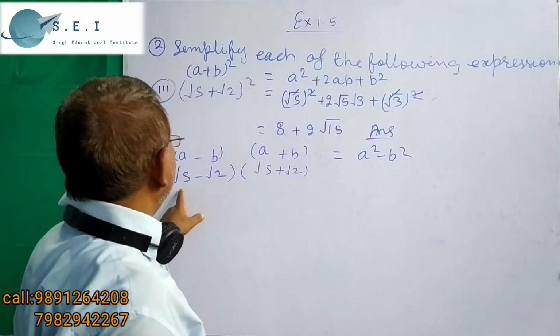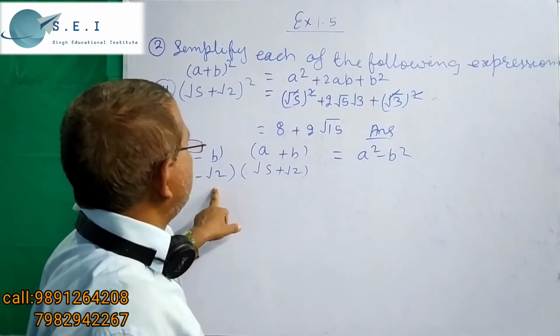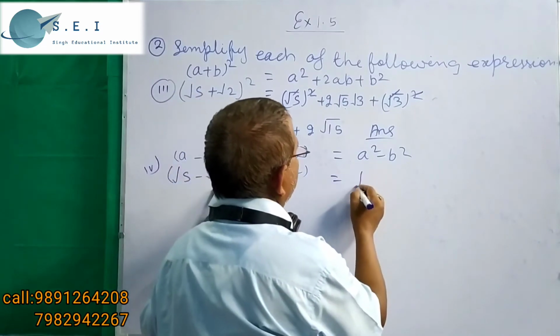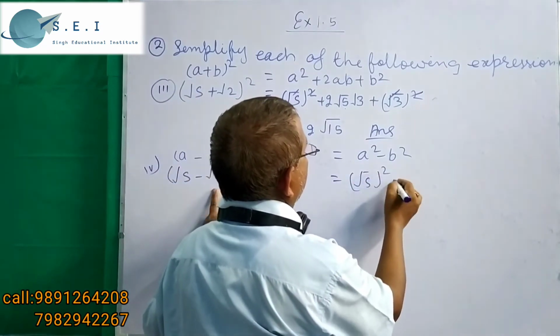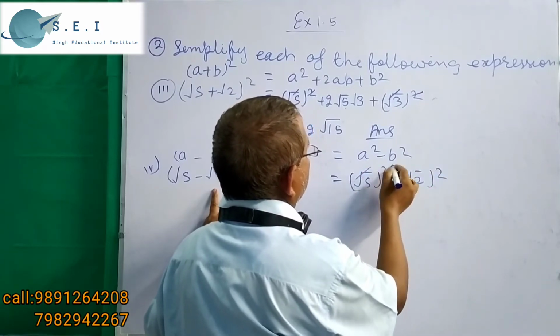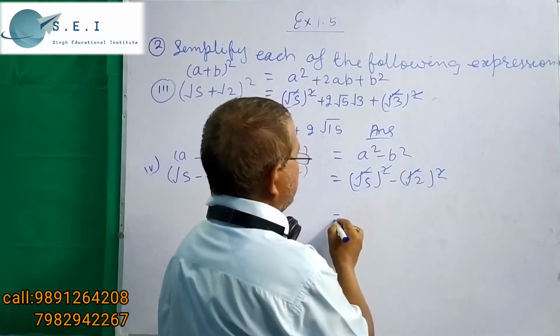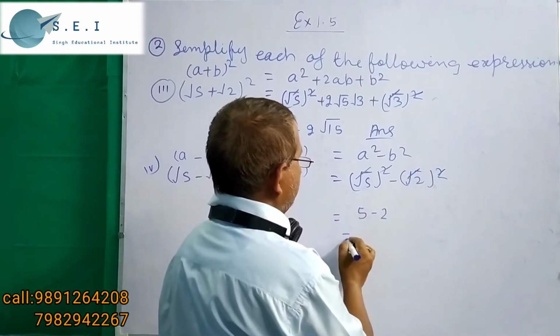Now, in the question, if a is root under 5 and b is root under 2, then the answer is root under 5 square minus root under 2 square. The square and root simultaneously get cancelled out in both the terms. So the answer is 5 minus 2, which is 3.